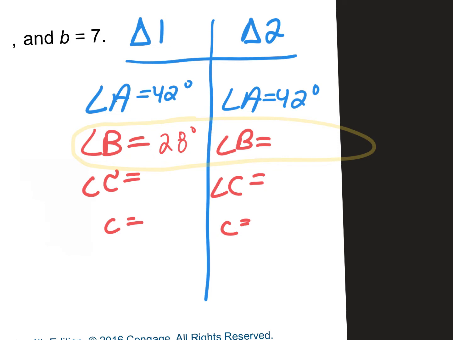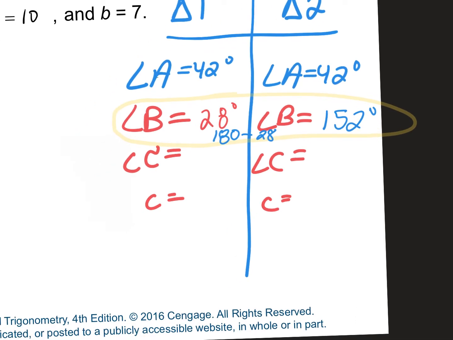Like 180, good. Supplement means when I add two angles together, I get 180. So I'm going to say 180 minus 28. You guys will see why in a second. I get 152 degrees. Okay? Now let's finish solving triangle 1. Let's go over here to triangle 1.